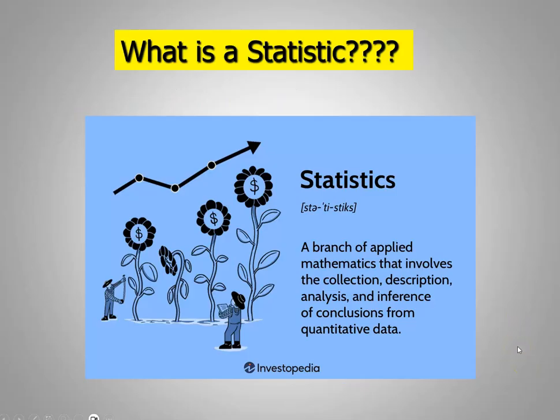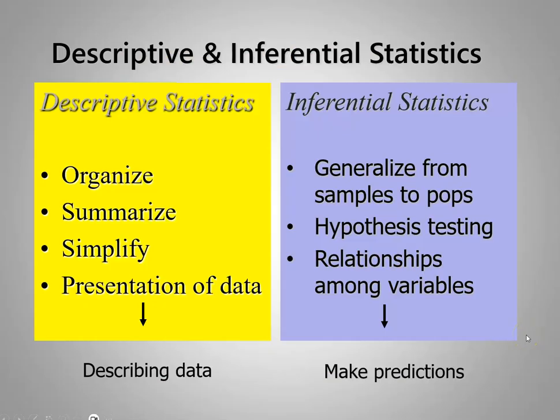Okay, first off, statistics. It's a branch of applied mathematics that involves the collection, description, analysis, and inference of conclusions from quantitative data. That might not mean a lot, but we're going to go through a lot of things here to help you out with some of those words. So there's basically two types of statistics, descriptive and inferential.